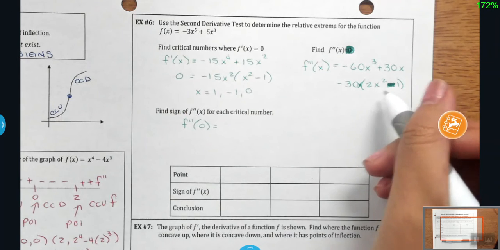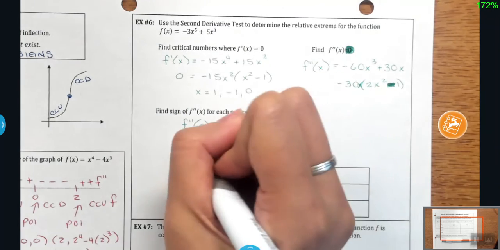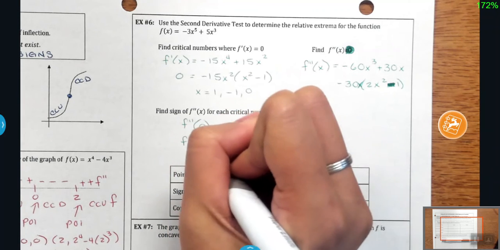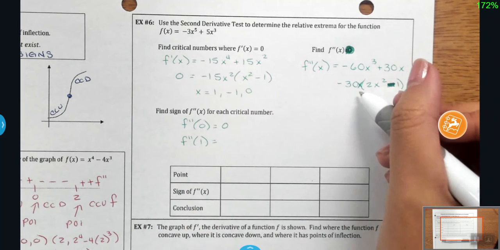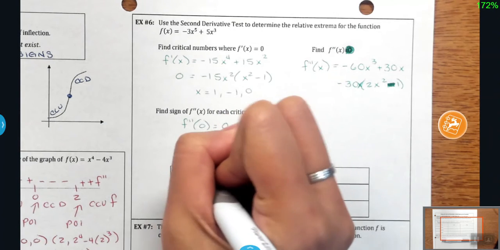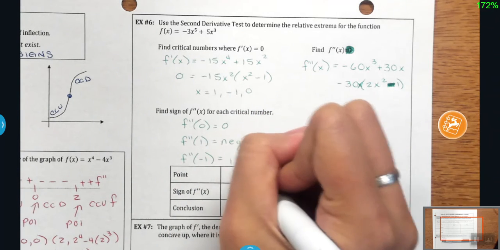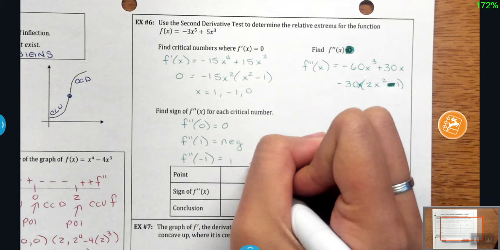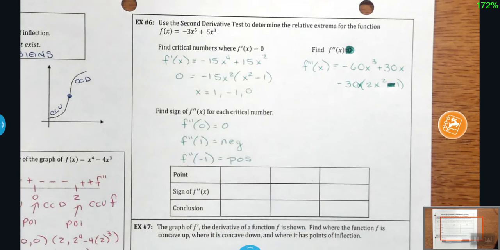Second derivative at 0 is 0. Second derivative at 1 is positive or negative? And second derivative at negative 1 is... Andy, oh, Andy, you are on a hot streak for one question.